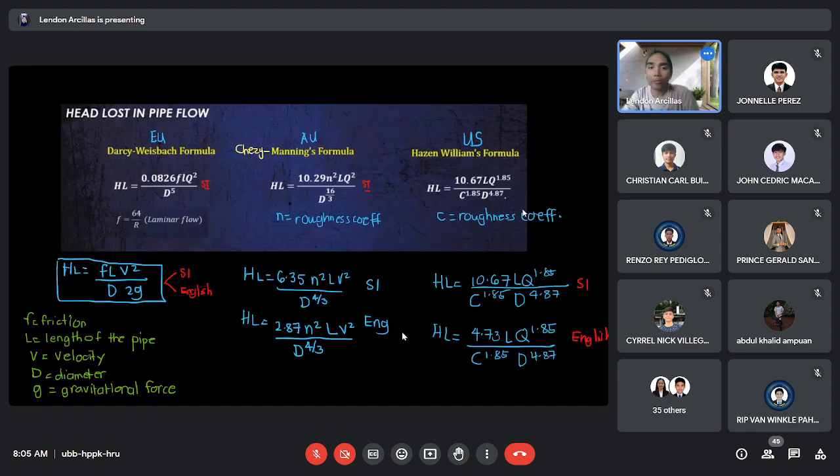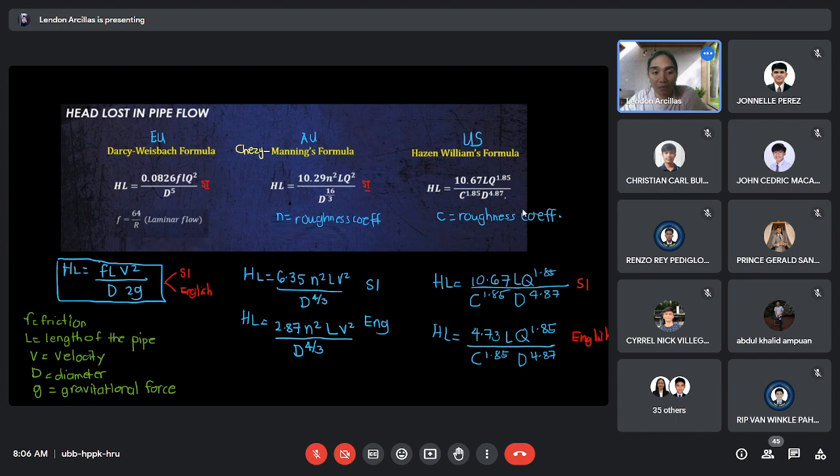Okay, so kanina hindi natin diniscuss if ever wala yung head loss. So ang head loss, mayroon tayong formula. Ang formula niyan, originally this is F times length of the pipe times velocity squared over the diameter times 2 times the gravitational force. So, marami din tayong formula on how to find head losses. We have the Darcy-Weisbach, Chesney-Mannings, and Hazen-Williams. So, magdedepende yan sa problem.